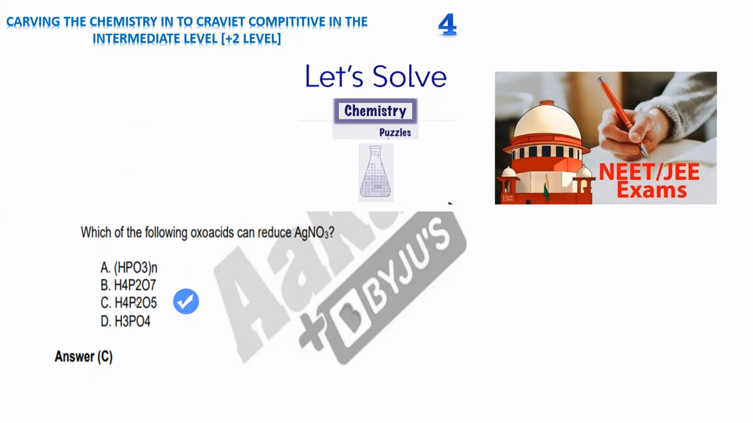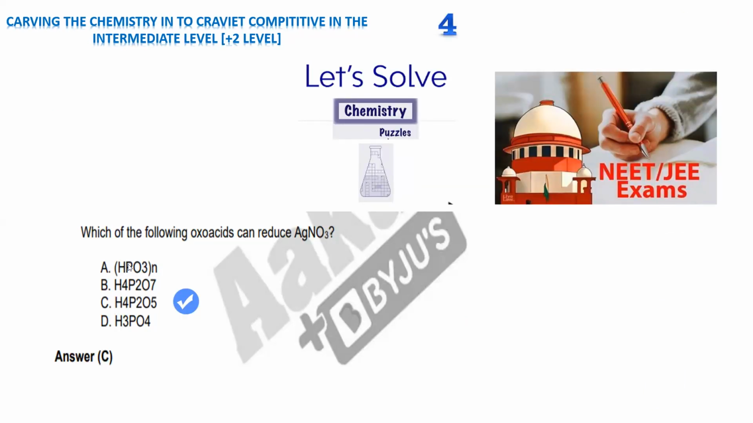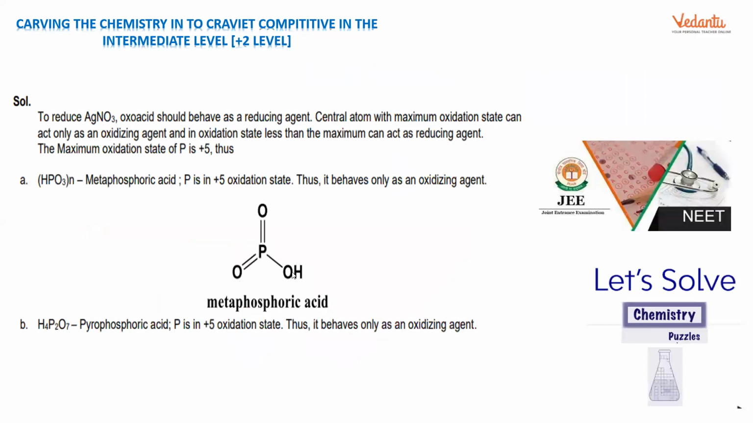So how can we distinguish which one is able to reduce silver nitrate? The key factor is that, to reduce silver nitrate, the oxo acid should behave like a reducing agent. In order to reduce, the central phosphorus should be in a lower oxidation state. The highest oxidation state of the central phosphorus is +5. Anything less than +5 will be the better reducing agent. That is the key point we need to use to get the answer that will reduce the silver nitrate solution.